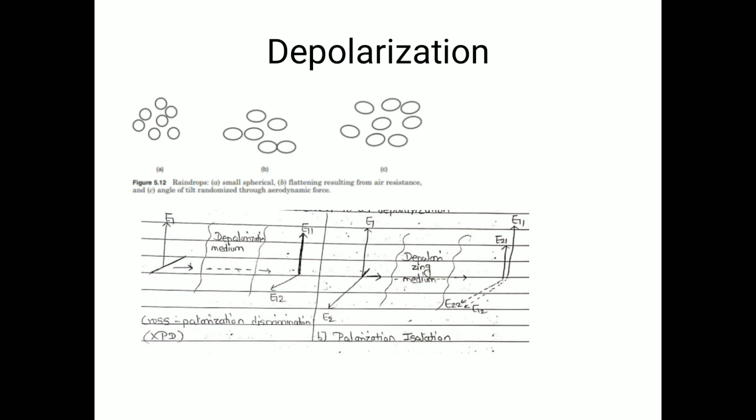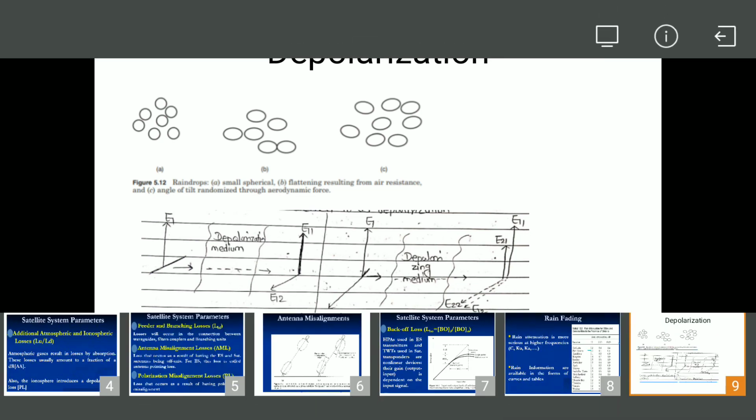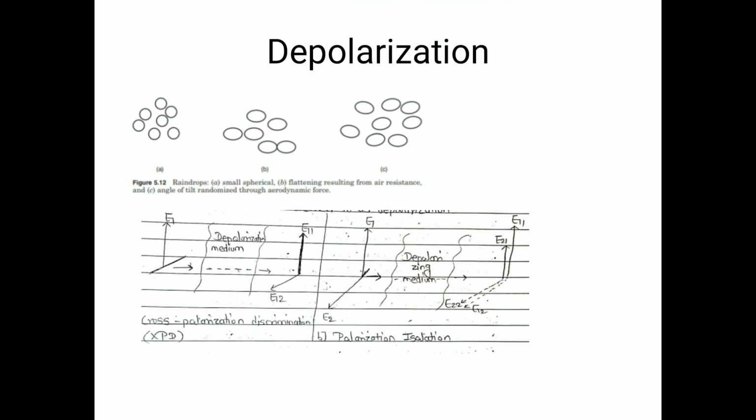If there is no wind, still the impact of this heavy rain is not experienced by us. But when heavy rains are accompanied by winds, there is a change in orientation of these raindrops, which results in depolarization. Depolarization is simply the change in orientation of the signal when it passes through a medium.